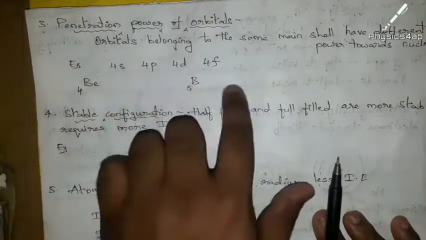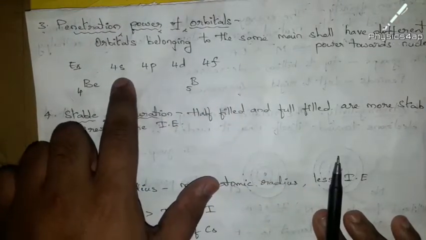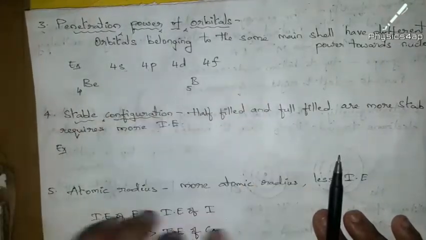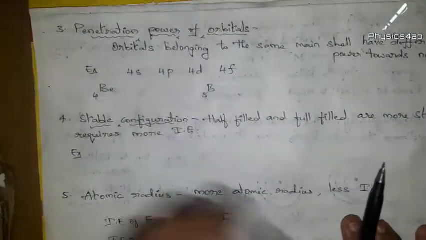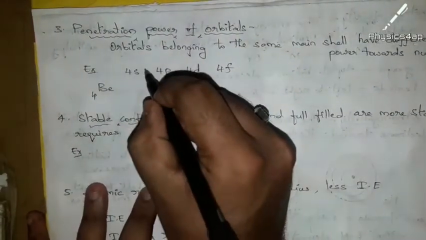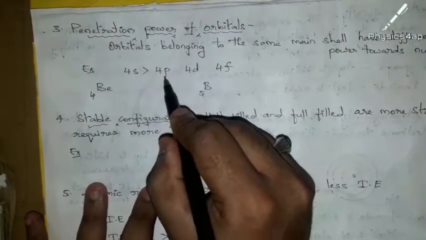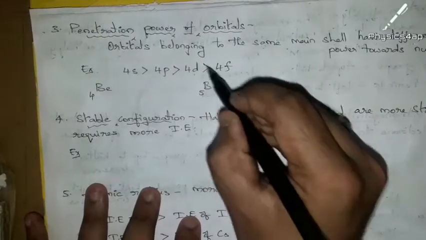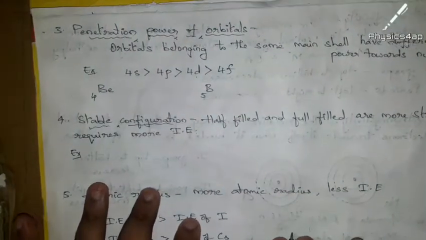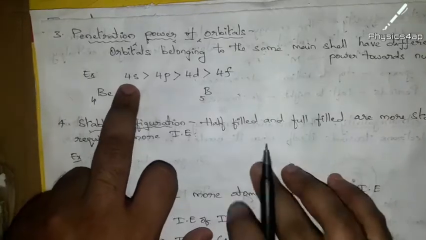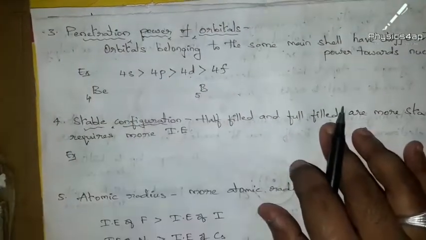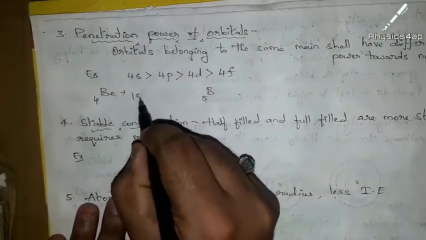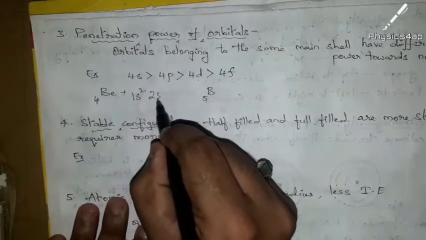These four different subshells have four different powers: 4s is greater than 4p, 4p is greater than 4d, and 4d is greater than 4f. That means the ionization energy for 4s is more than for 4f. Now take an example: beryllium has atomic number 4, and its electronic configuration is 1s2 2s2. Coming to boron, the electronic configuration is 1s2 2s2 2p1.